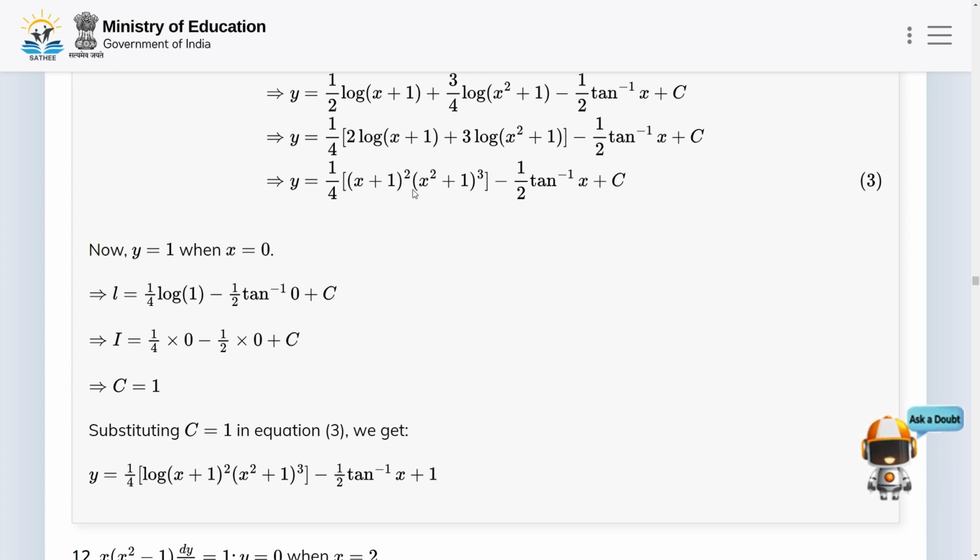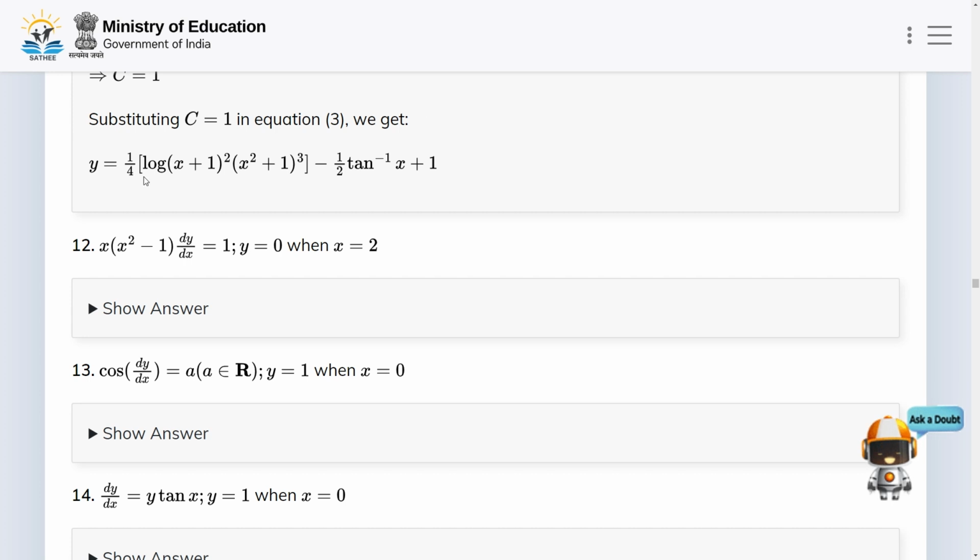Log 1 means 0, so 1 by 4 times 0 is 0. This is 0, so c will be just 1, because y is 1. This is 1, not I. I hope it is clear to you. So your particular solution will be of this form.